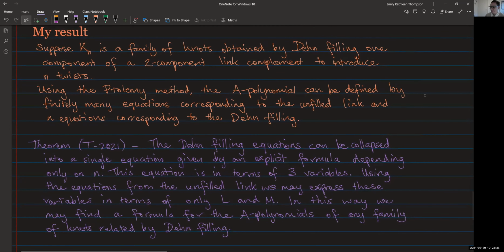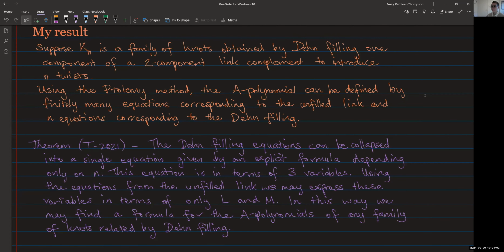My result is that we can collapse these equations into a single equation. So all of the equations from the Dehn filling, you can collapse into one given by an explicit formula, which I'm not going to show you because it's not particularly enlightening, but it depends only on n, and this equation is going to be in only 3 of the gamma variables.